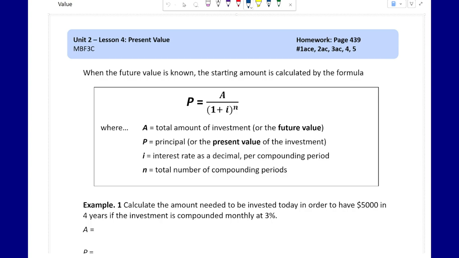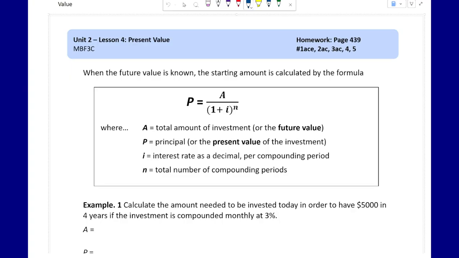So our formula is going to be P, or the present value, is equal to A divided by 1 plus i to the power of n. Right? So it's the same letters, the same variables from our compound interest formula that we looked at in our previous lesson. They still mean the same thing. A is the future value, P is the principal or present value, i is the interest rate as a decimal per compounding period, n is the total number of compounding periods.